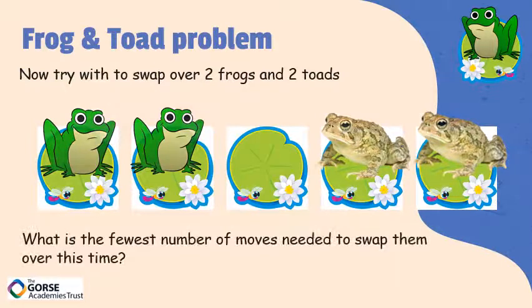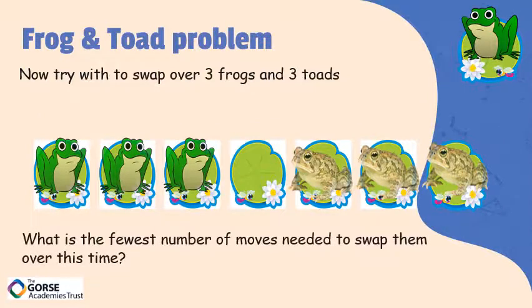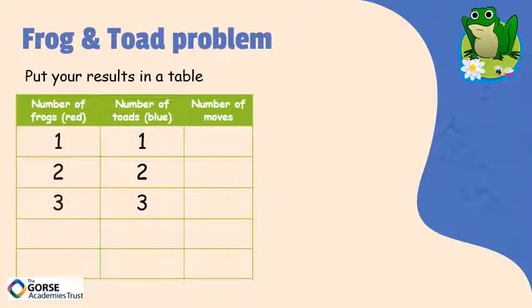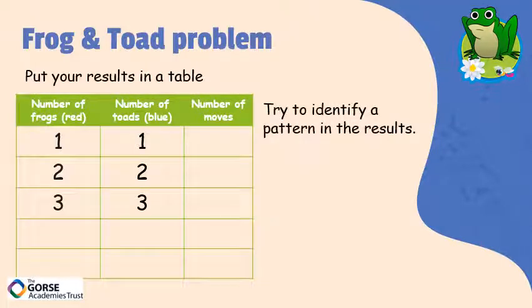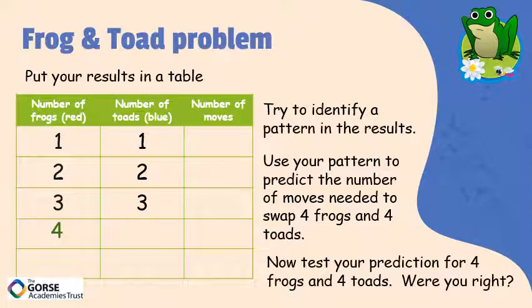Now try to swap over 2 frogs and 2 toads. What is the fewest number of moves needed to swap them over this time? Keep going and try with 3 frogs and 3 toads. What's the fewest number of moves needed now? You should be putting your results in your table. Try to see if there's a pattern within your results, and can you use that pattern to predict the number of moves needed for 4 frogs and 4 toads. Now test your prediction to see if you were right.